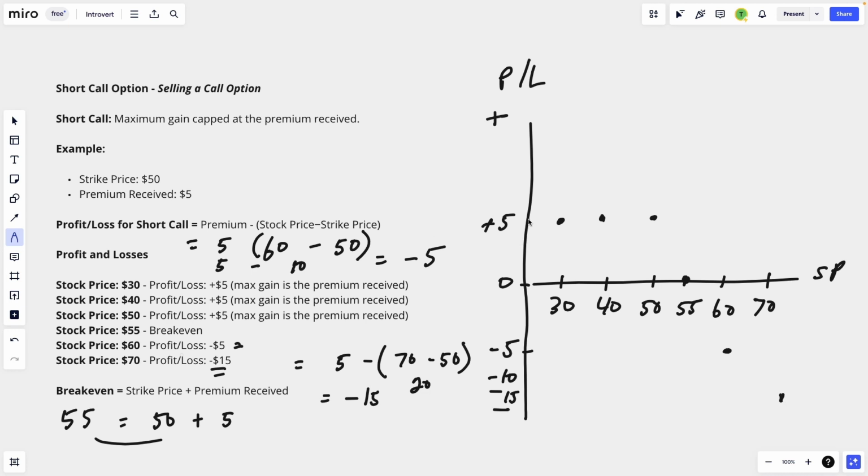So if we connect these dots now and draw that out. Okay, I totally missed that there. Sorry about that. But now we can see what this is telling us.